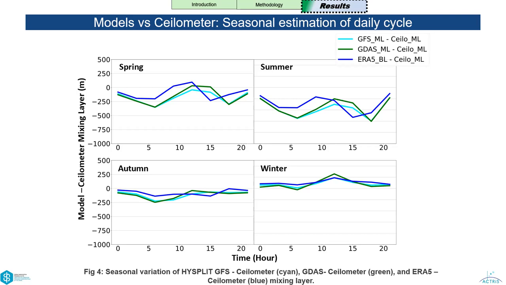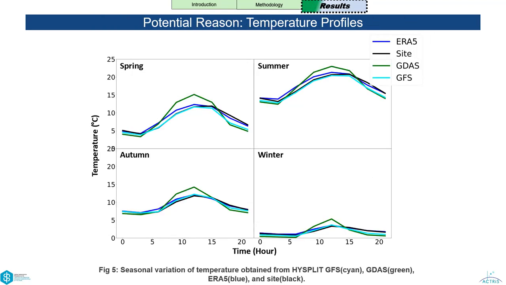And then to know the physical explanation of such underestimated and overestimated values, we tried to study some variables as potential reasons. First, we tried the temperature profiles, but temperature profiles from all the models and from our site seem to agree very well with each other, with a slight difference. But the trend was also very similar. So temperature cannot be the reason for that.